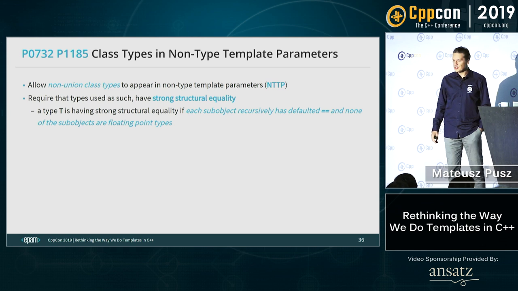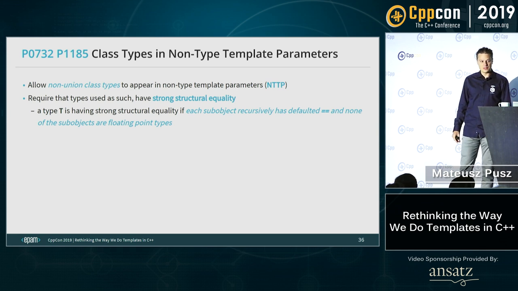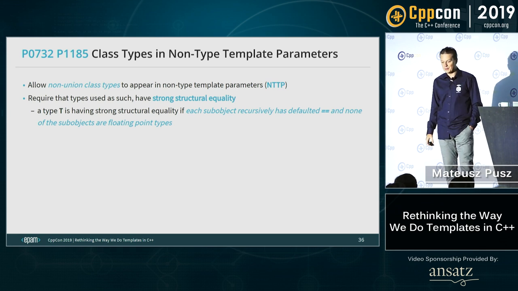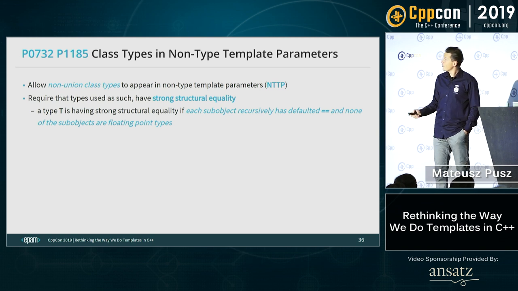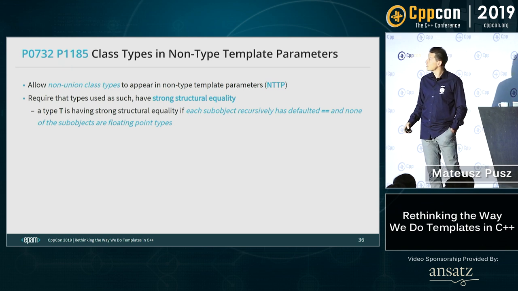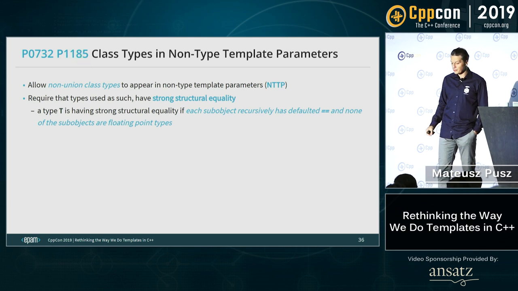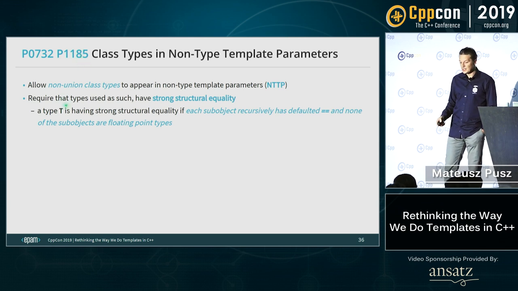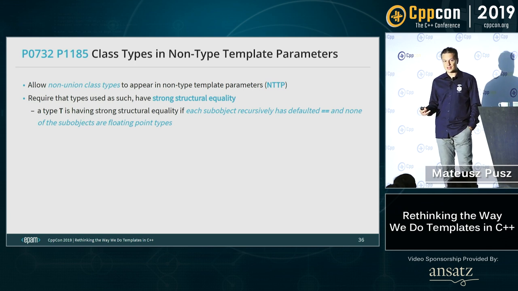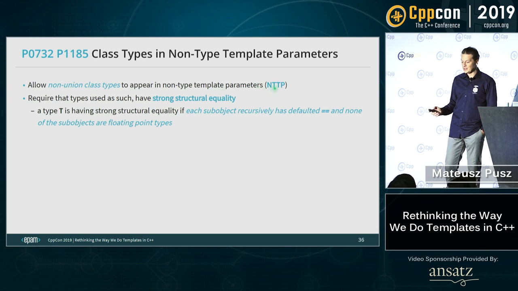Another possibility to implement ratio is to use a new feature of C++20 called non-type template parameters. With paper 732, the feature was introduced, and it was a bit updated with 1185 that basically provided new information and new updates to the starship operator. Basically, it allows non-union class types to be used as template parameters. Non-type template parameter is abbreviated as NTTP, and we'll be using this later on during the presentation.